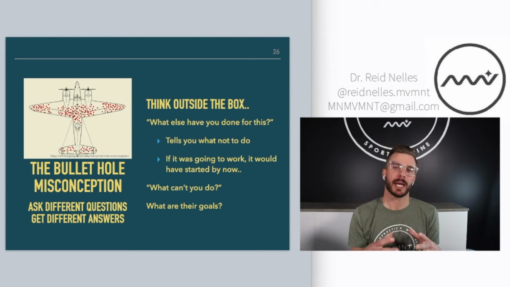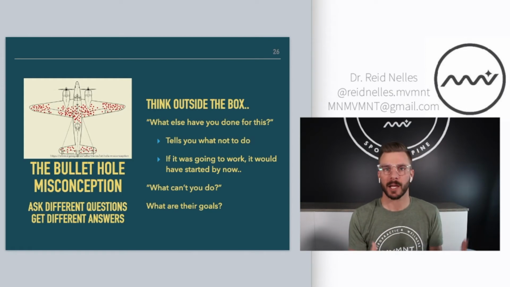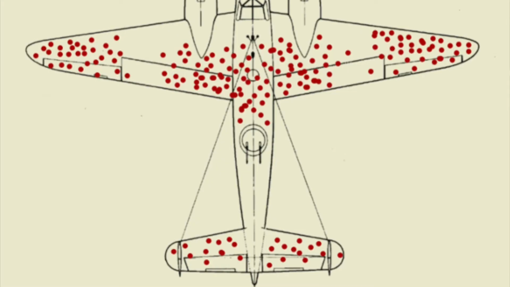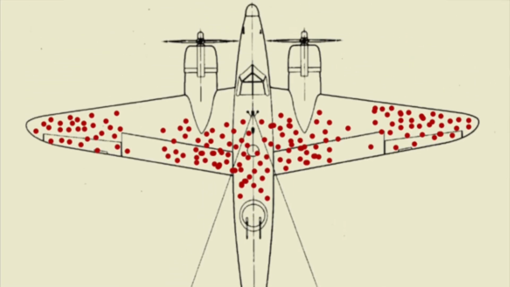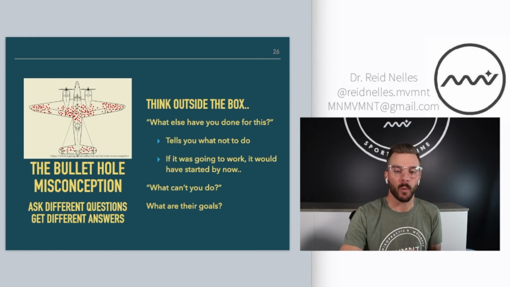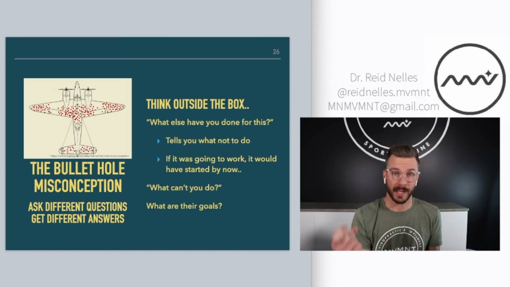So when they started looking at where to put extra armor on some of these planes, keeping in mind weight and the ability to fly long distances and things like that, the obvious answer was to add armor to the fuselage, the outer wings, and the tail. But a guy by the name of Abraham Wald looked at these airplanes and said, wait, you guys are asking the wrong question. You guys are looking at the airplanes that made it back to base, the ones that survived.